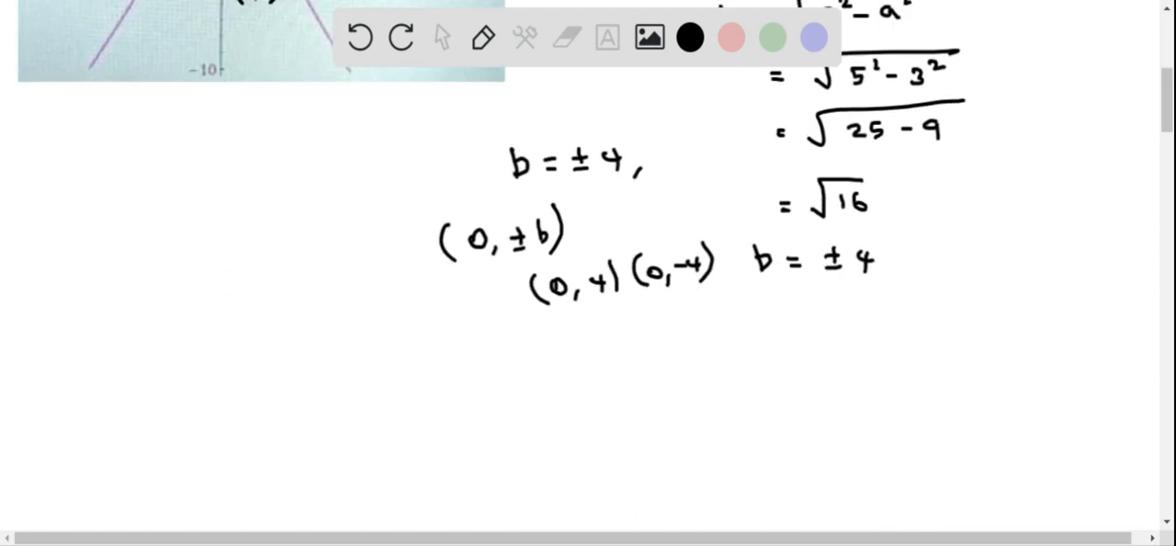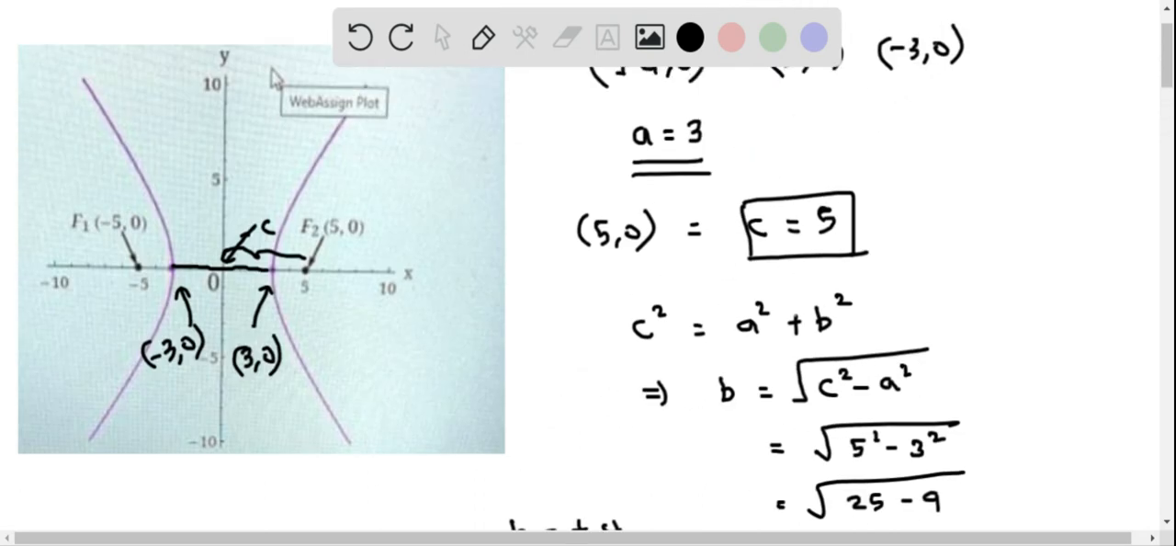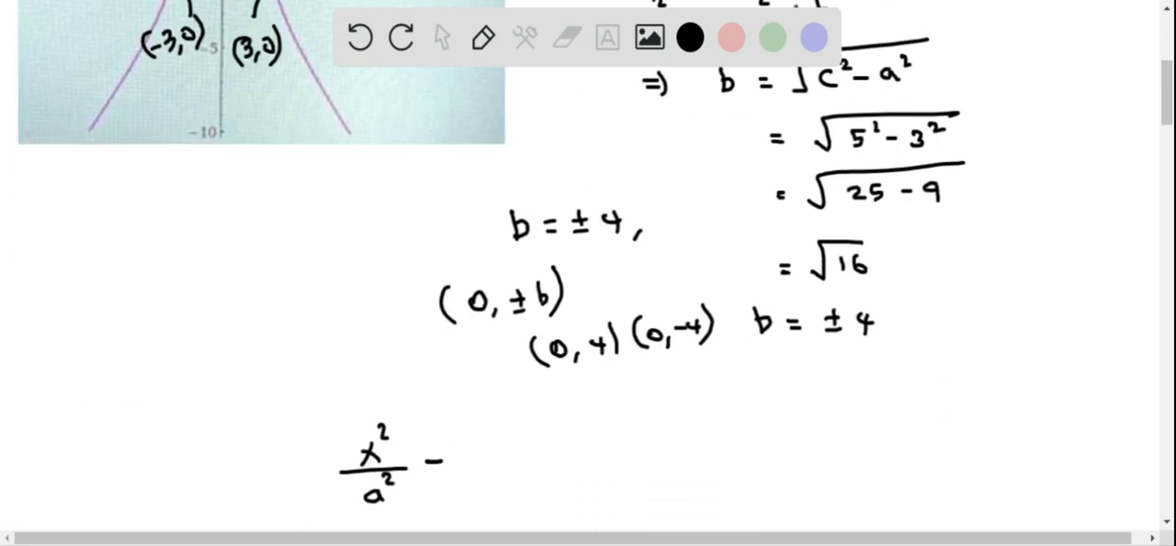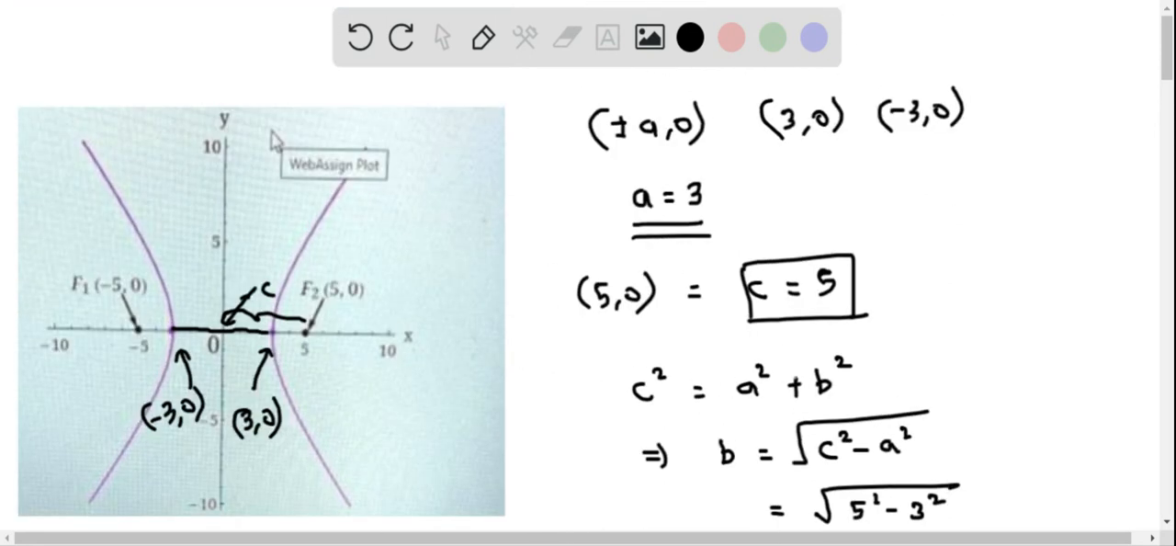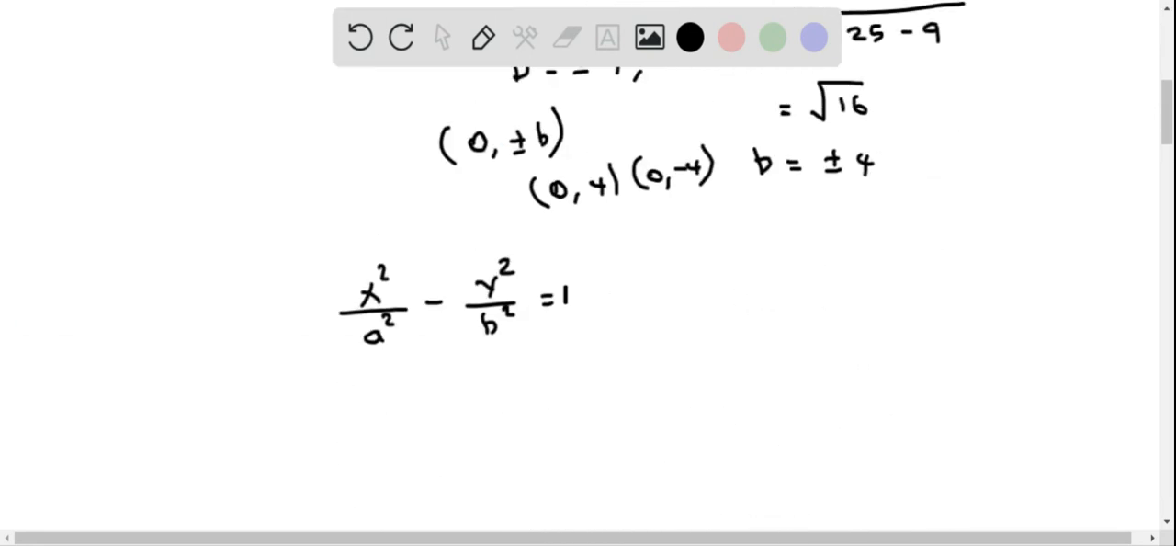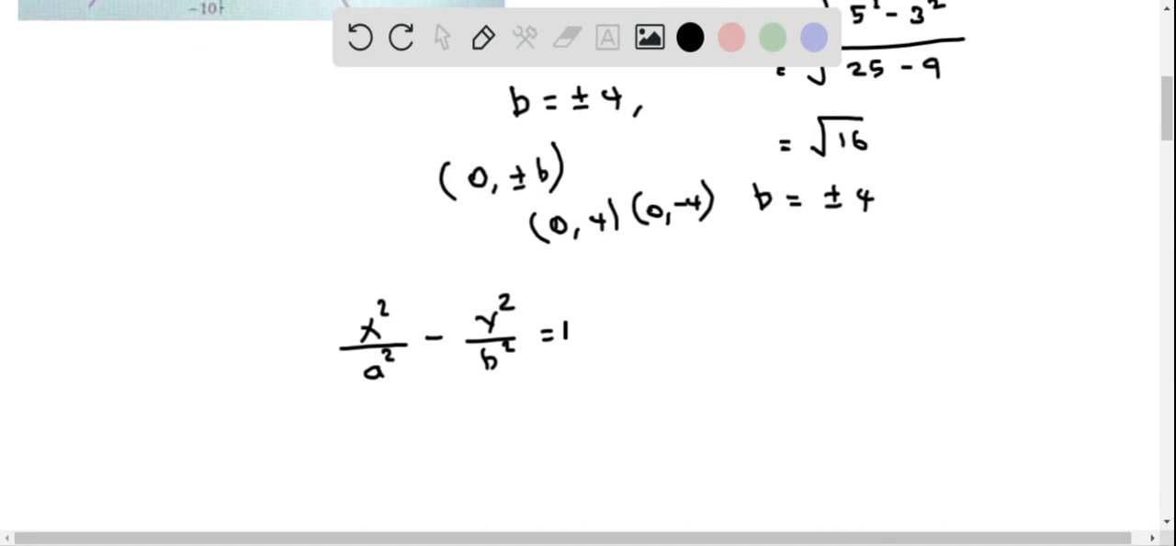So therefore we write down x squared divided by a squared. We put this a below x squared because the transverse axis is on the x-axis, minus y squared divided by b squared, and this equals 1. Let's substitute the value of a and b. A equals 3 and b equals 4. And so when we do that, we get x squared by 3 squared minus y squared by 4 squared equals 1.